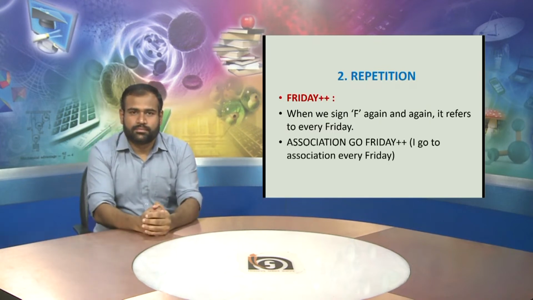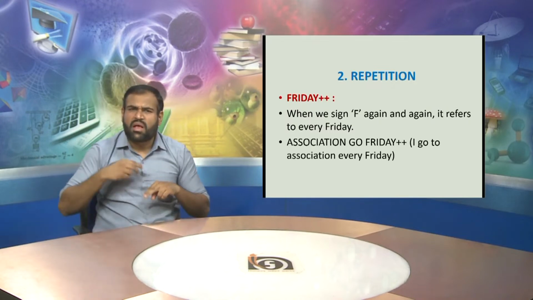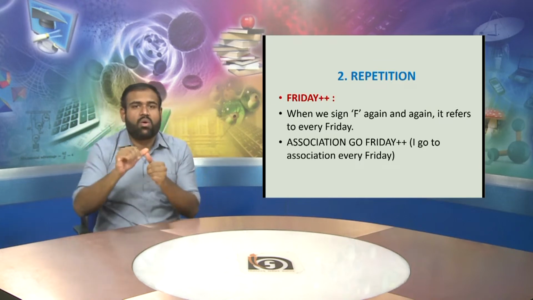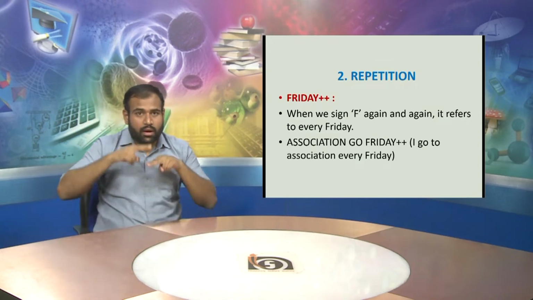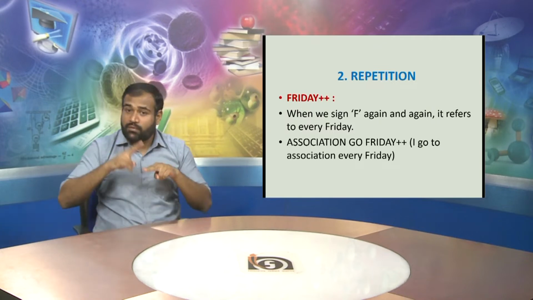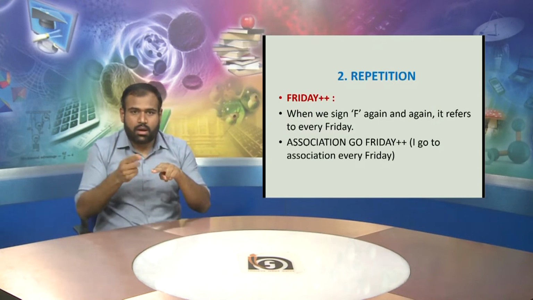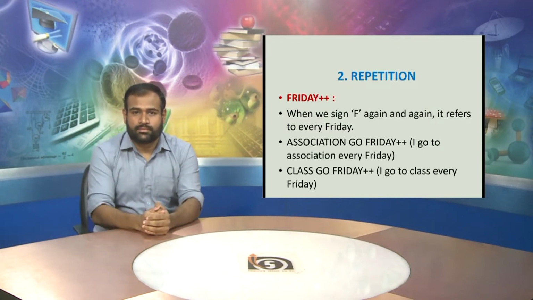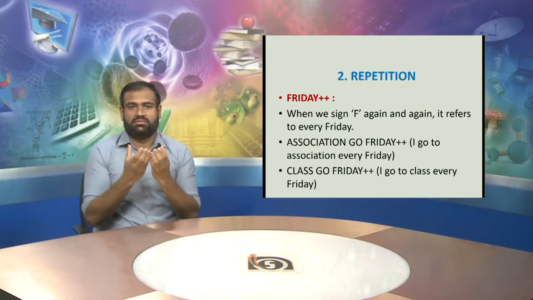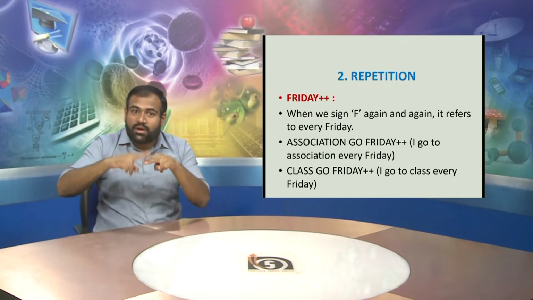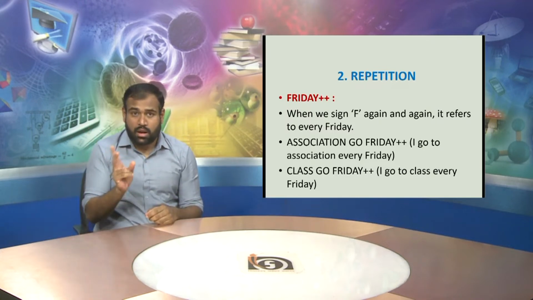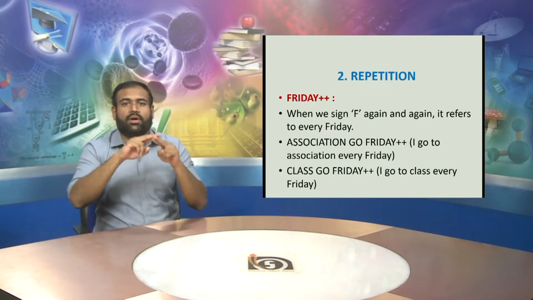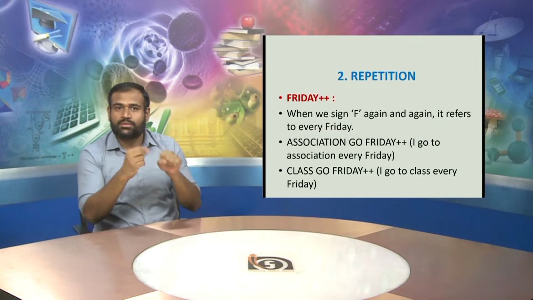See some more examples. You can see association. Go Friday means I go to association every Friday. In sign language, we will be doing only this sign, association, go Friday. See some more examples. Class go Friday. It means I go to class every Friday. So it is understood that I go to class every Friday.